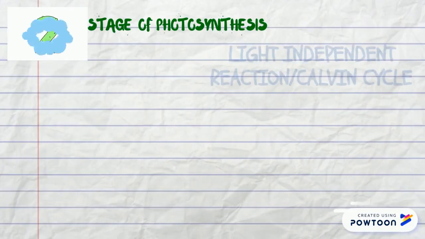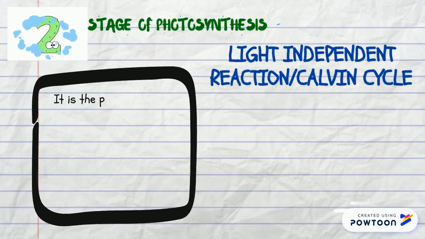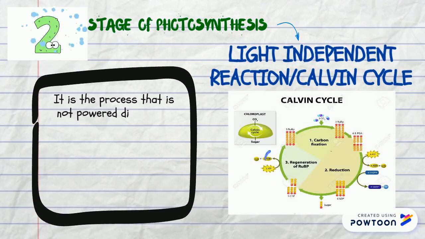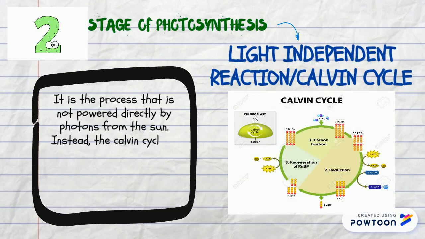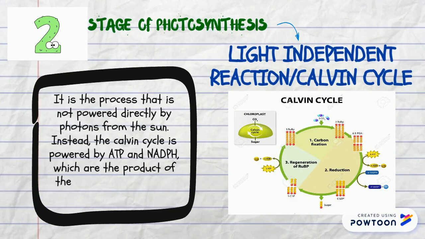The second stage of photosynthesis, the light-independent reaction. It is a process that is not powered directly by the photons from the sun. Instead, the Calvin cycle is powered by ATP and NADPH, which are the products of the first stage, the light-dependent reaction.